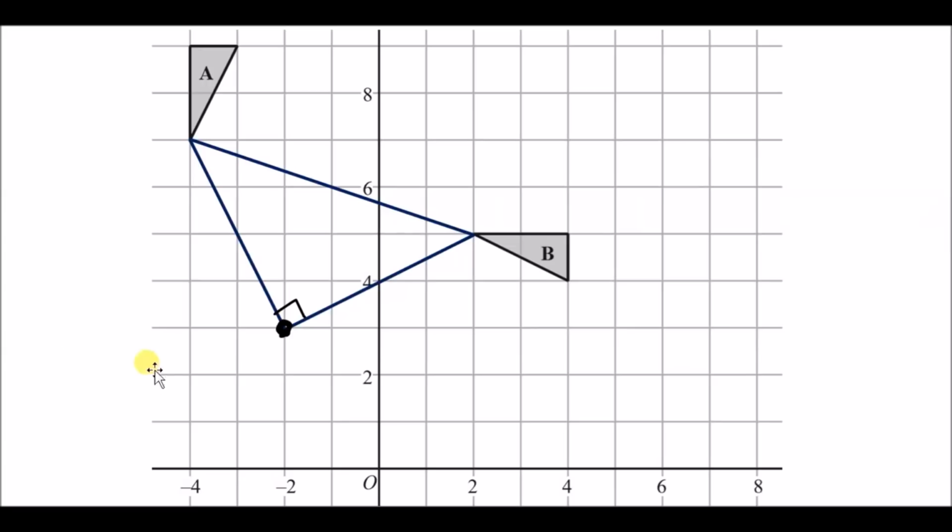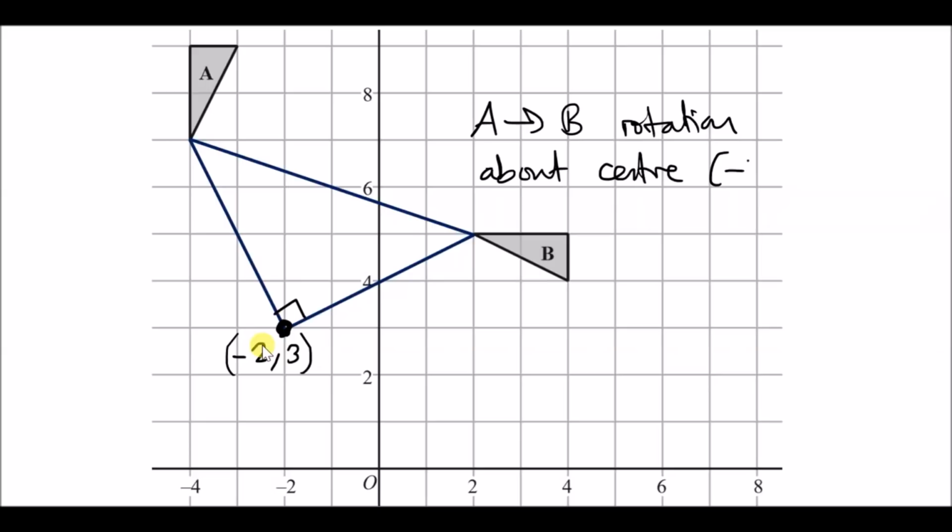And we've done it, guys. So we say that the center is -2, 3. So this would be -2 and 3. And we say that A to B had a rotation about center -2 and 3. That's it.